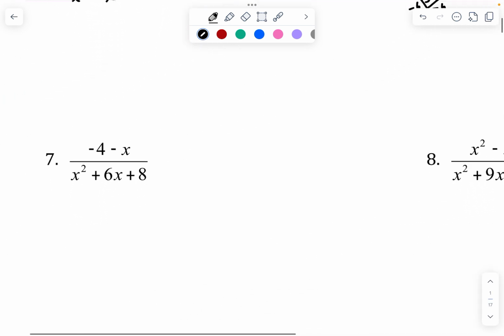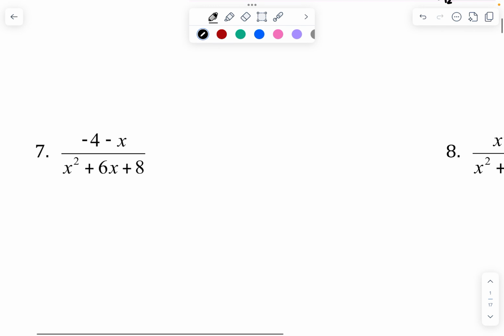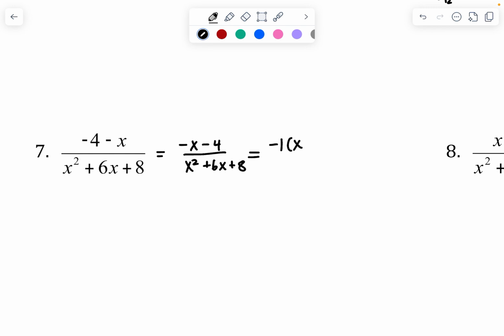All right, looking at number 7, anytime your x term is not written first, you always want to rewrite it to where x is first. And then if you have a negative on the leading term, you always want to factor out a negative 1. And so I'm going to factor out a negative 1 from the numerator, leaving an x plus 4. And then on bottom, we're looking for two numbers that multiply to 8 but add to 6. That would be 4 and 2.